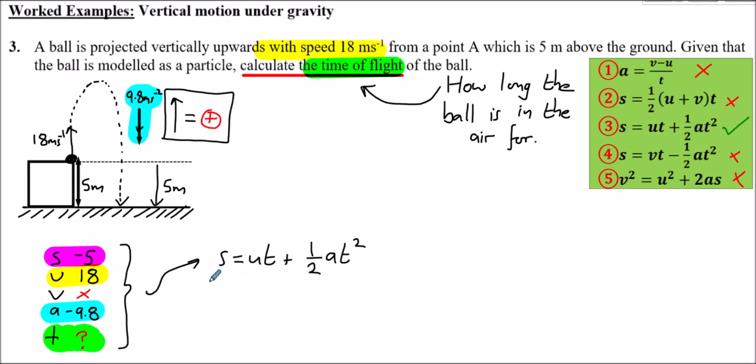So S, this time, is -5, sorry, I don't know why I said 7. So -5 equals ut, so that's 18t, plus a half, multiplied by -9.8, multiplied by t squared. So we have -5 equals 18t, and half multiplied by -9.8 is -4.9, so we get -4.9t squared.